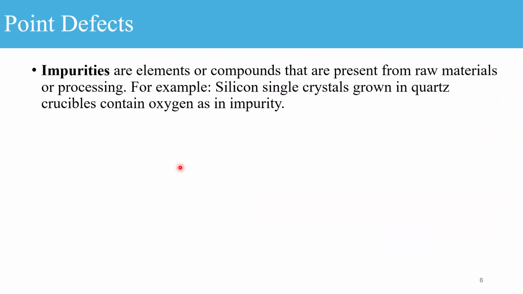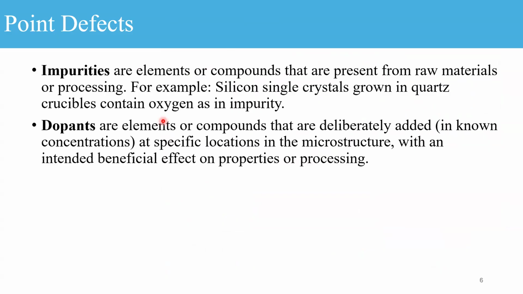So before going into more details about the point defects or other types of defects, there are a few terminologies that you need to understand. First one is impurity. The impurities are the elements or the compounds that are present from raw material or from processing. For example, the silicon single crystal structures that are grown in quartz crucibles often contain oxygen as an impurity.